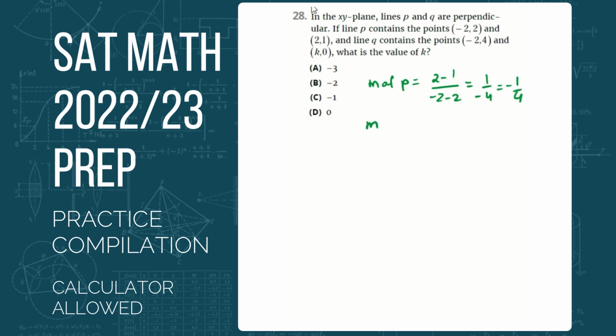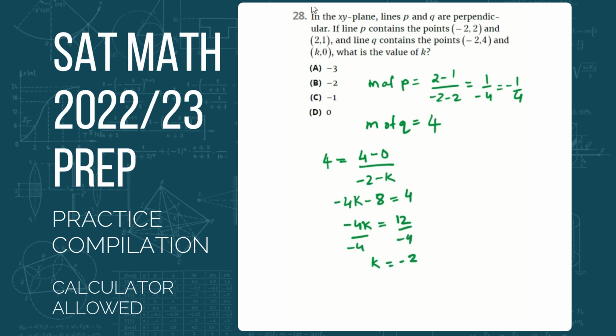So the slope of line Q will be the negative reciprocal of the slope of line P because they are perpendicular to each other. Slope of line Q is 4, and let's put the 2 points in. 4 minus 0 over -2 minus K, and this works out to -4K - 8 is equal to 4, -4. K will be equal to 12 divided by -4. K will be equal to -3, and the answer is A, -3.